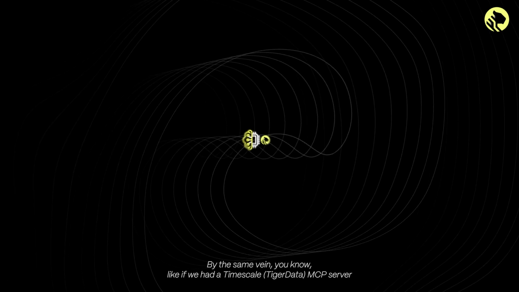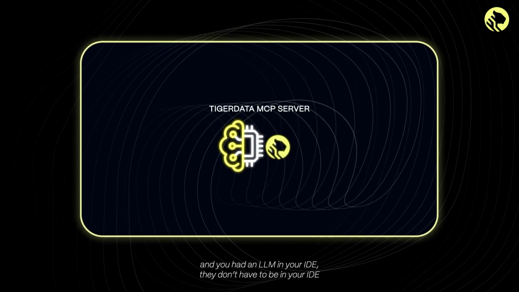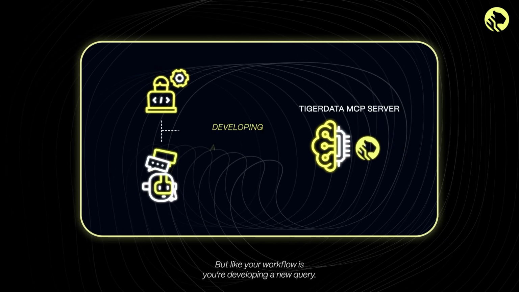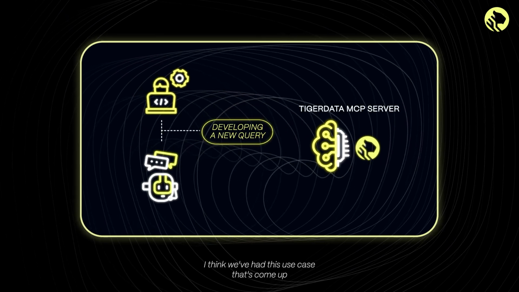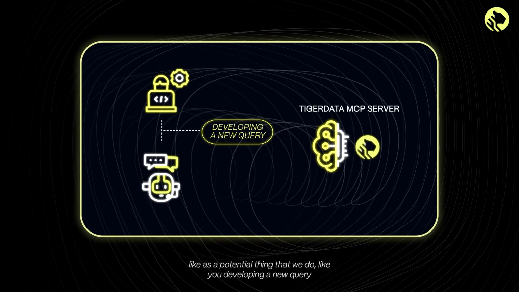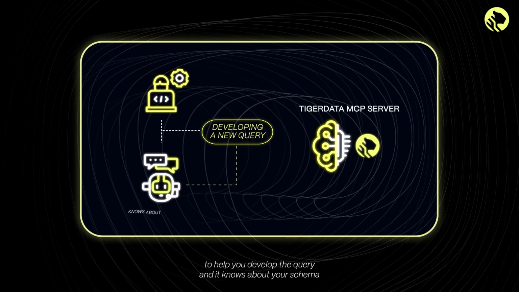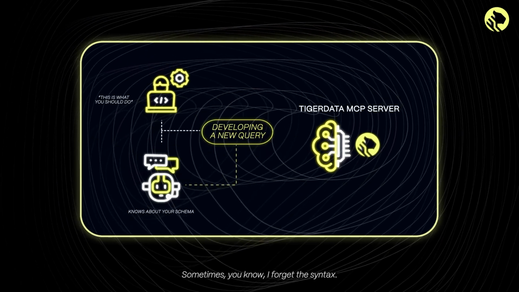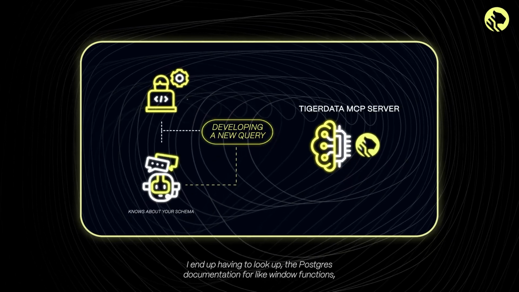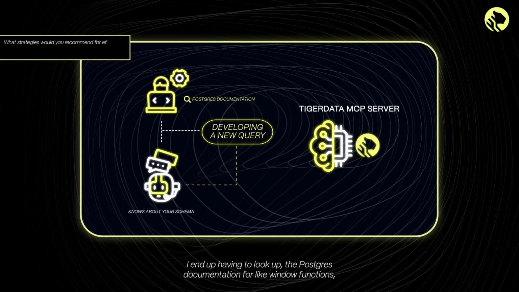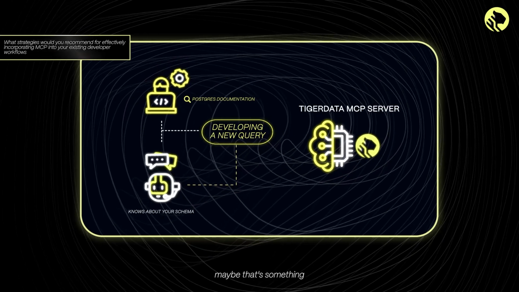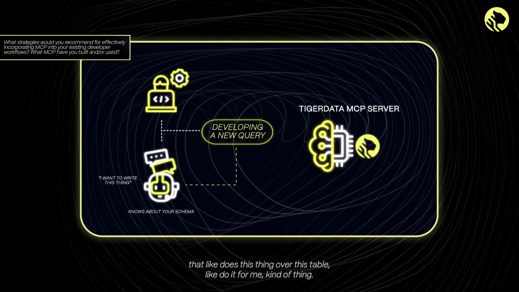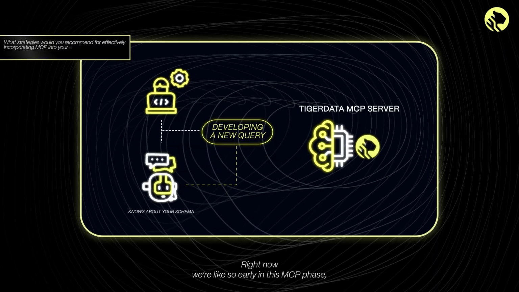In the same vein, if we had a Timescale MCP server and you had an LLM, it doesn't even have to be in your IDE, but your workflow is you're developing a new query. I think we've had this use case come up as a potential thing that we do. You're developing a new query and you want the LLM to help you develop it, and it knows about your schema, and can tell you this would be the right shape of the query that you need. Sometimes I forget the syntax. I always end up having to look up the Postgres documentation for window functions. Always have to look up the syntax, and maybe that's something that I would ask the LLM: hey, I want to write a window function that does this thing over this table, do it for me, kind of thing.